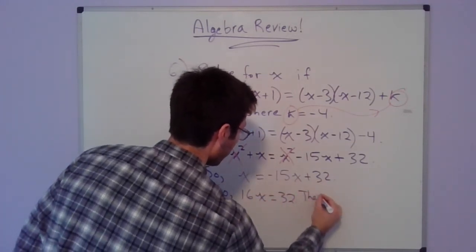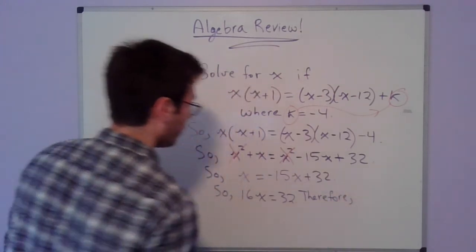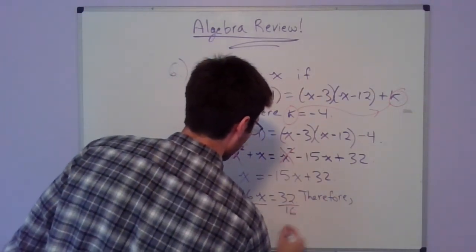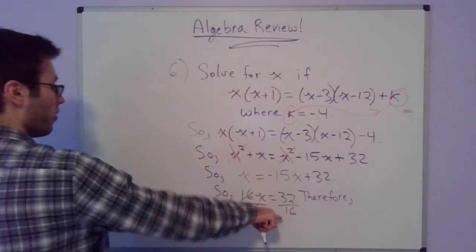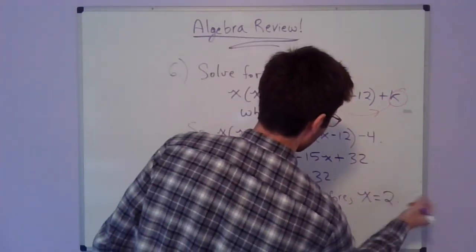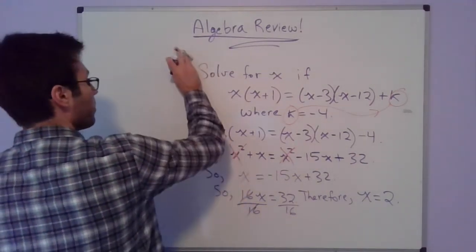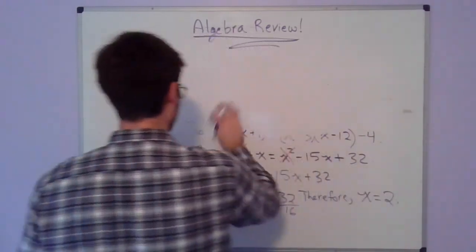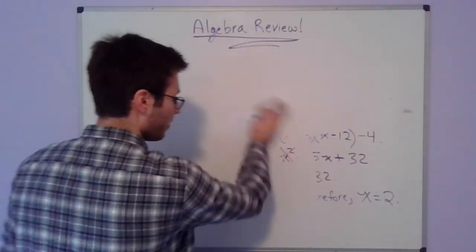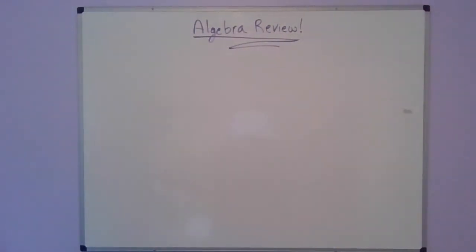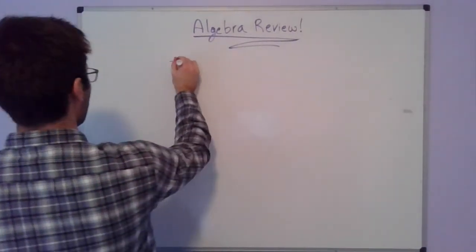And therefore, I divide both sides by 16. 32 divided by 16, x is 2. All right, so that's number 6. Number 7. All right. And then this is the last one.